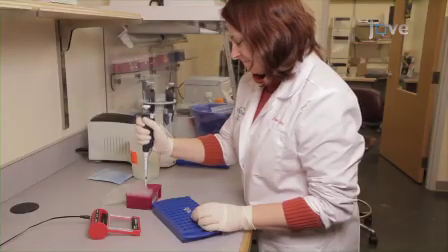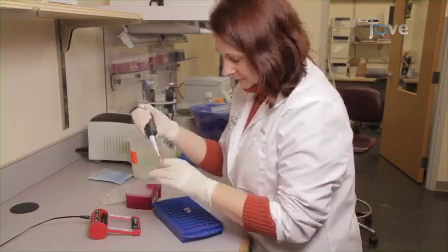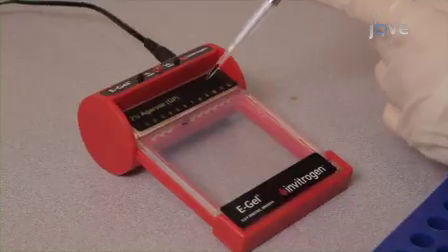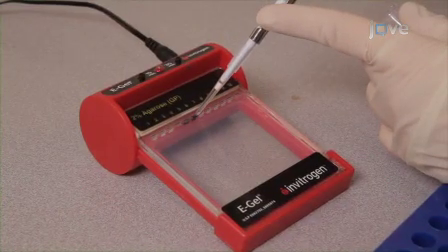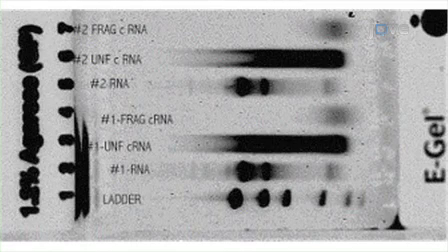The fragmented and unfragmented cRNA from each sample is then assessed by electrophoresis using a 1.2% precast agarose gel. When the run is complete, the gel is visualized on a transilluminator and an image is acquired.